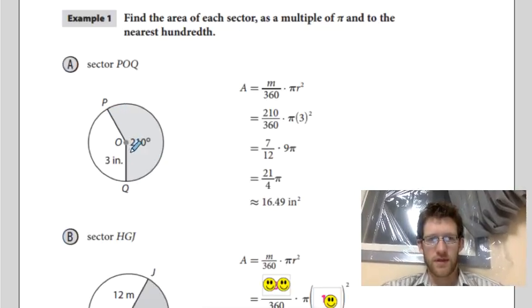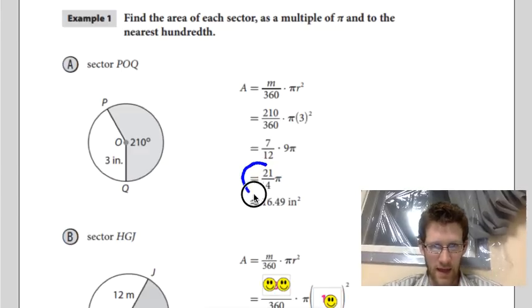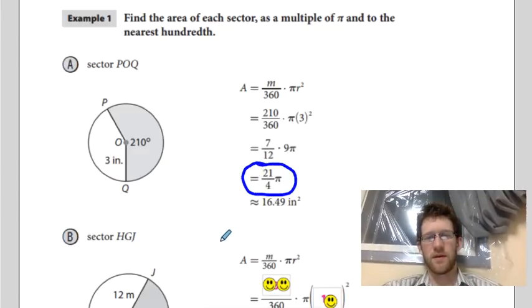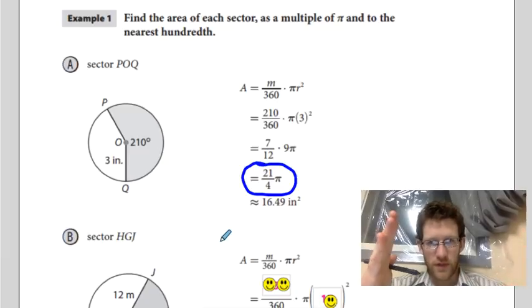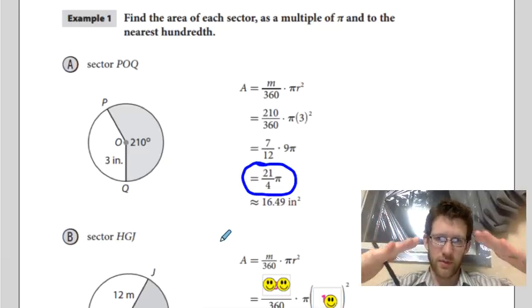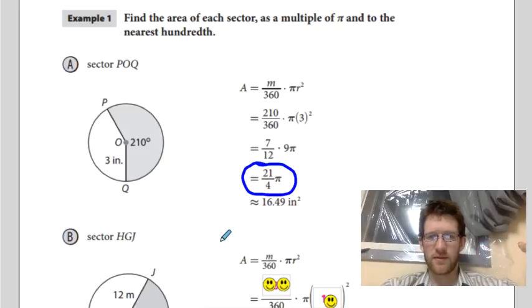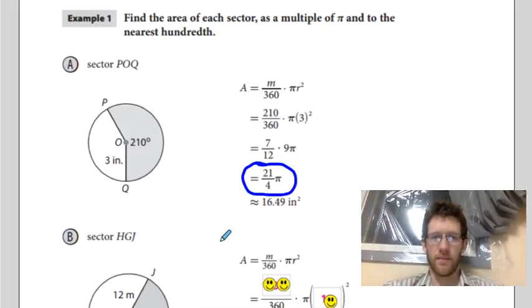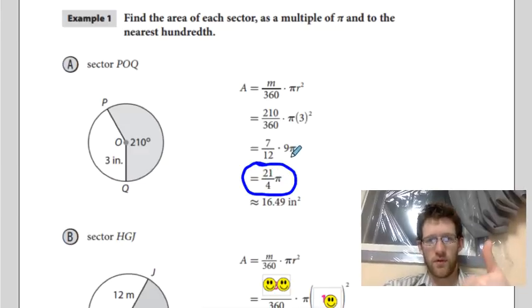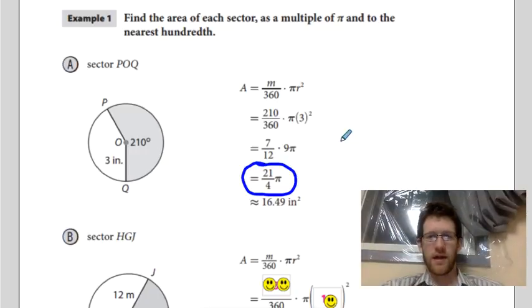So POQ is 210 degrees. We plug in 210, turn the crank, and we get 21 over 4 pi. Again, I am more than happy to accept that answer. You don't have to punch in a calculator to find a bunch of decimals for me to decide, oh, you did it right. If you get 21 over 4 times pi, or 21 over 4 pi, cool. That's the most accurate answer you can put.